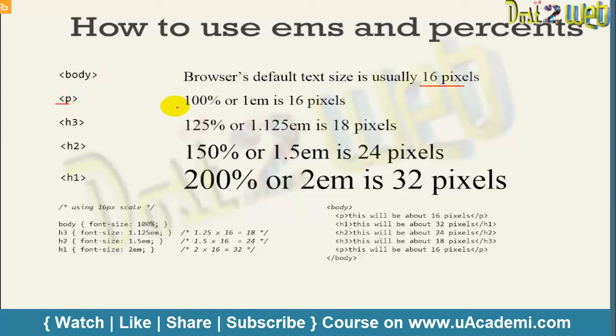For paragraph you can define 100%. That means 1 EM is 16 pixel. So what is the measurement for 16 pixel? If you want to use the same 16 pixel, then you use either 100% or you define it as 1 EM. That is the EMs and percentage as we have seen here. For H3, what is the size of H3? The H3 size will generally be 18 pixel.